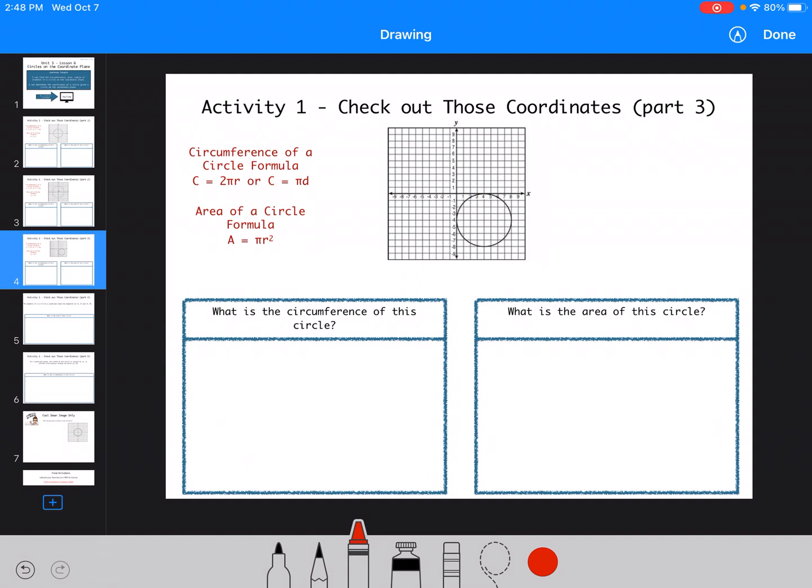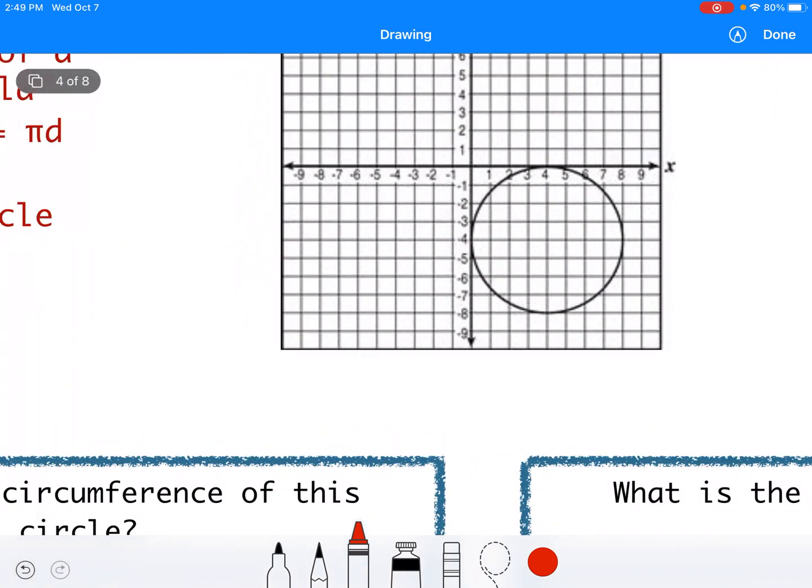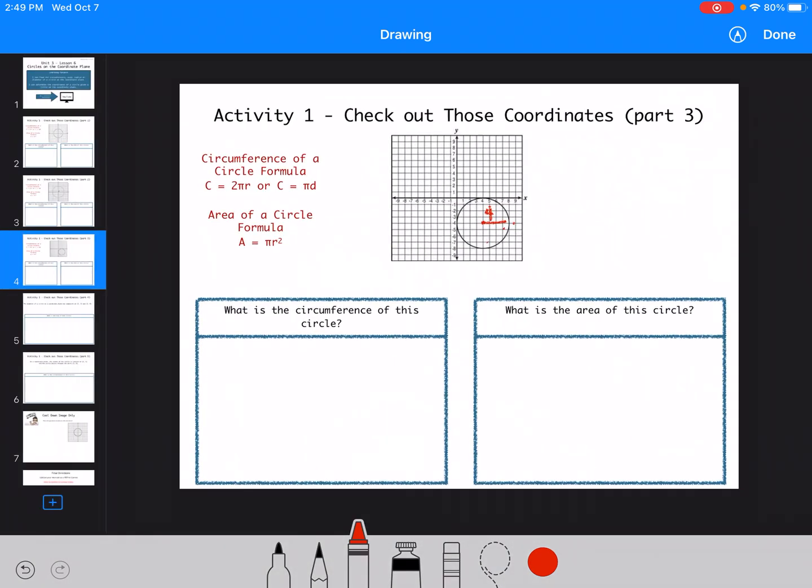All right, so now they're saying find the area and the circumference. So again, I have to find that center of my circle. 1, 2, 3, 4, 5, 6, 7, 8. And if I want to double check, 1, 2, 3, 4, 5, 6, 7, 8. So it is definitely 8. So my radius is going to be 4. Well, we already did one like this.